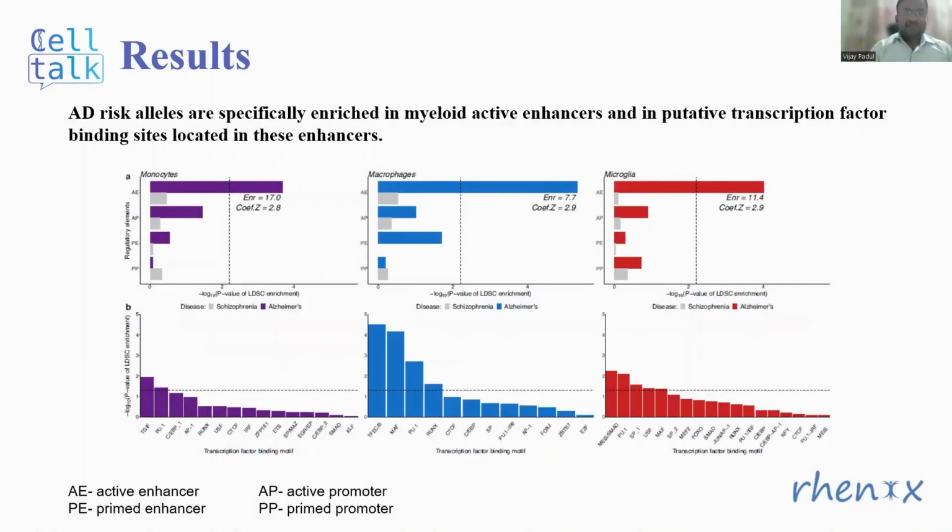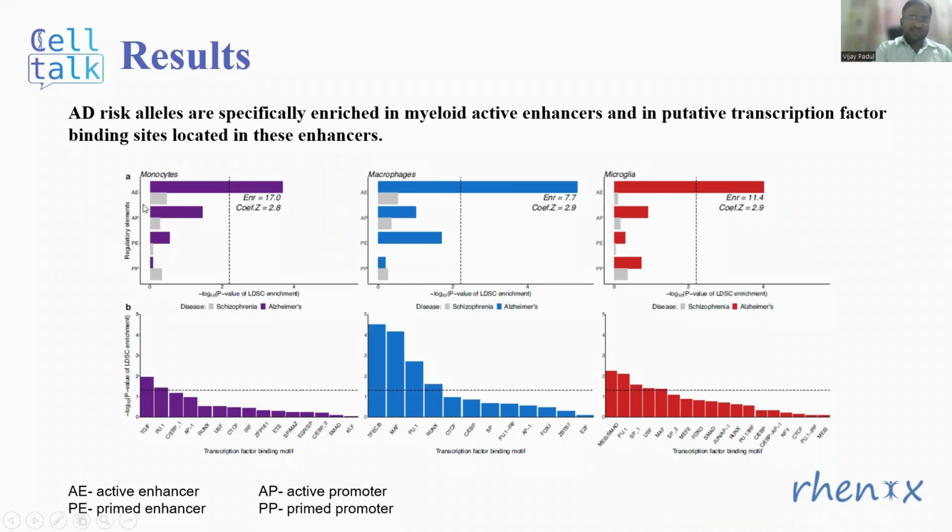So coming to the results, here they show that the AD risk alleles, Alzheimer's disease risk alleles, are specifically enriched in myeloid active enhancers and in putative transcription factor binding sites located in these enhancers. So we have 3 panels. First is the monocyte, then macrophages and microglia. And there are different stratified genes, as we have seen earlier, that they are stratified in different regions. So this is the active enhancer, active promoter. Then this is an enhancer that is primed enhancer, and this is the primed promoter.